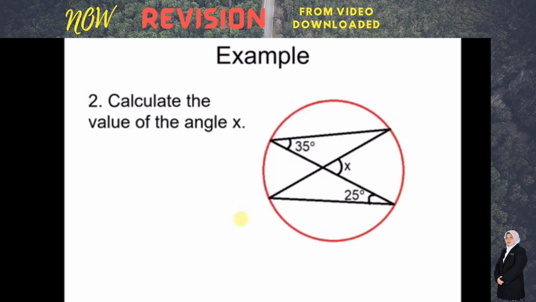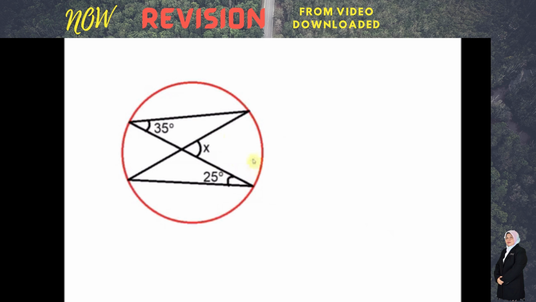Example number 2, we have a slightly harder question. Calculate the value of the angle X. So we want to find X now. You are given 35 and 25, which are angles at the circumference. So you need to use the information here. Now we take the same diagram here. I color this line yellow and this line so that you can see the difference here.